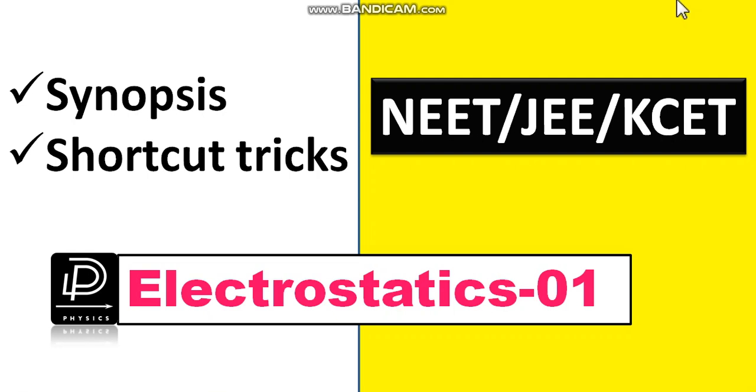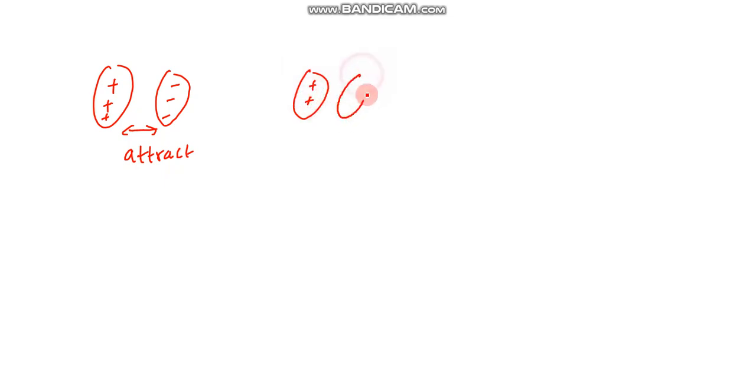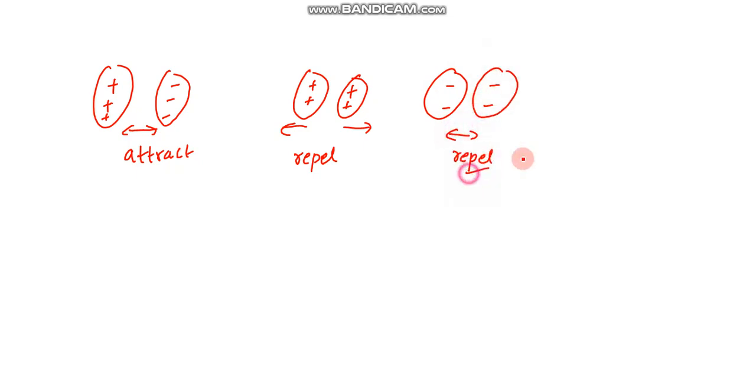Let us know one more concept today, that is also from electrostatics. In general, if we consider two bodies with opposite charges, they attract each other, right? Similarly, if we consider two bodies having similar charges, they repel each other. Even for negative charges also, they repel each other. So these are the basic properties of electric charges.